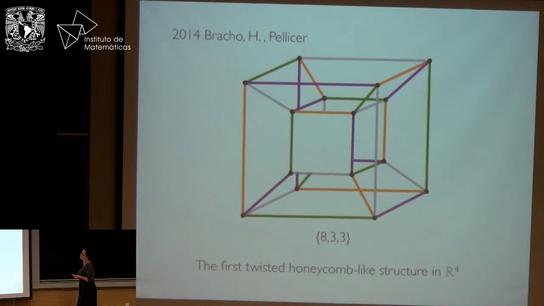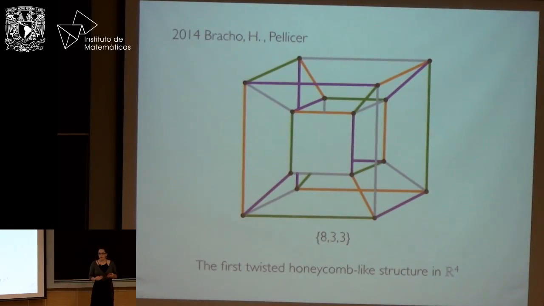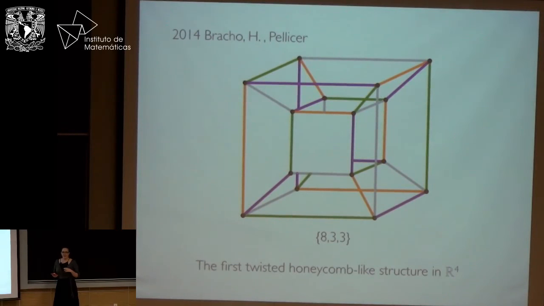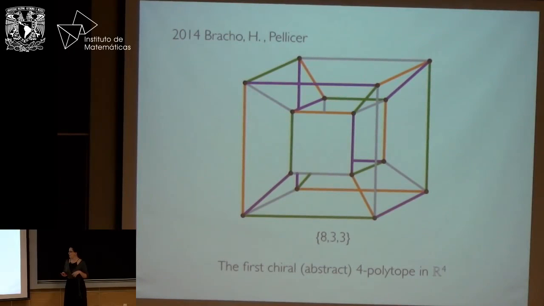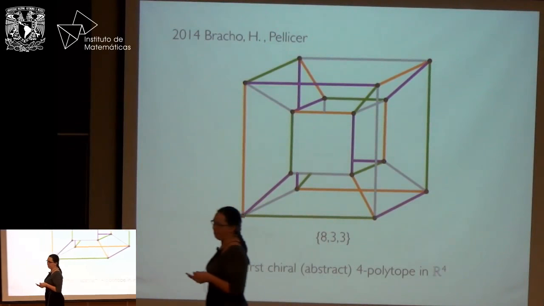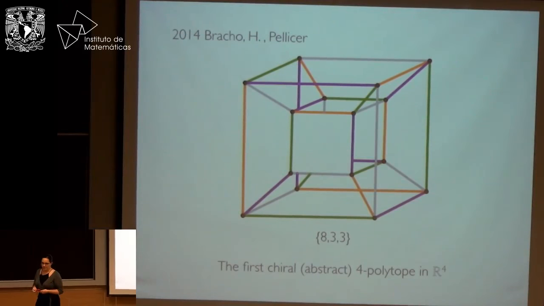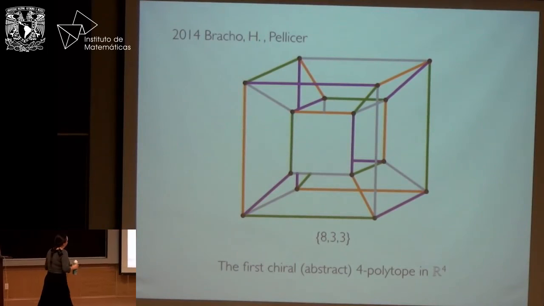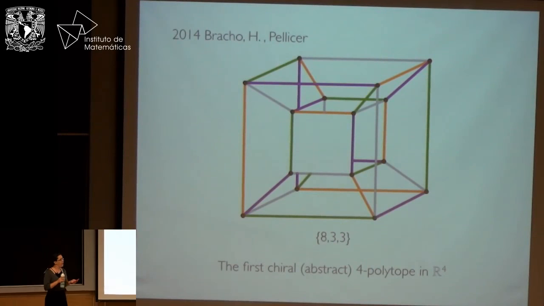we got this thing in 2014. It's a joint work with Rolly and with Daniel Pellicer. And this is the first, I put here, twisted honeycomb-like structure in R4. More formally, and in a few minutes you're going to know what I mean, it is the first chiral abstract polytope in R4. And for a long time, it was believed that these things didn't exist. So we always believed that they existed, and we looked for them for a long time. And if you look at it, it's really, really similar to Coxeter's twisted honeycomb.